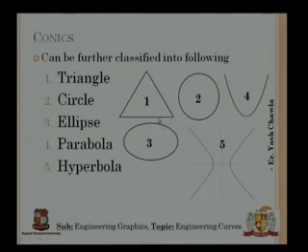Here in conics, apart from the triangle, these 4 curves, that is 2, 3, 4 and 5, that is circle, ellipse, parabola and hyperbola, are concerned with eccentricity. We will be discussing what eccentricity is. Here the eccentricity is equal to 0 for a circle. For an ellipse the eccentricity is less than 1. For a parabola the eccentricity is equal to 1, and for a hyperbola the eccentricity is greater than 1.